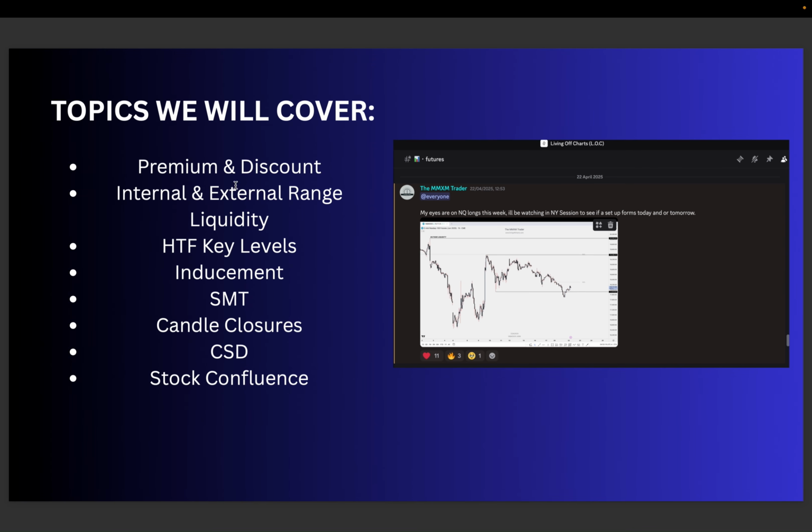Premium and discount, internal and external range liquidity, higher time frame key levels, inducement for those higher time frame key levels, SMT, candle closures and how they can aid us with our bias, changes in the state of delivery when I actually flip to bullish or bearish on the higher time frame, and a stock confluence that adds probability to a higher time frame trend reversal or continuation on the NASDAQ.